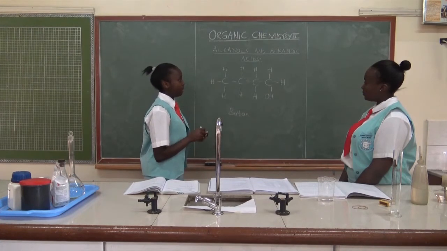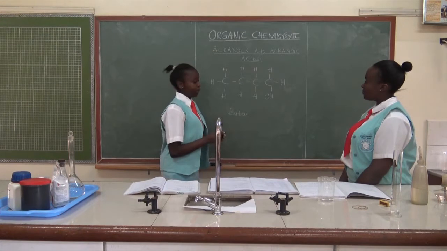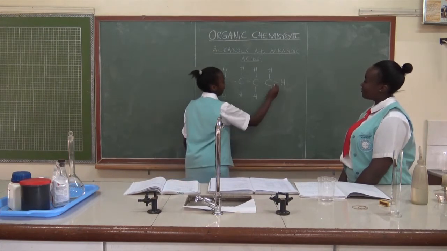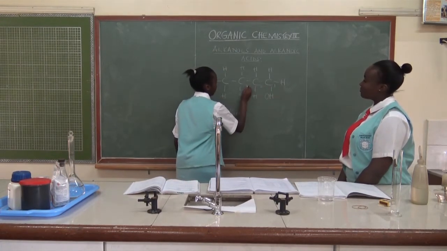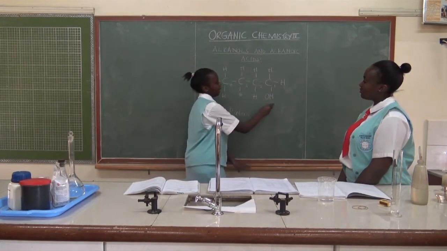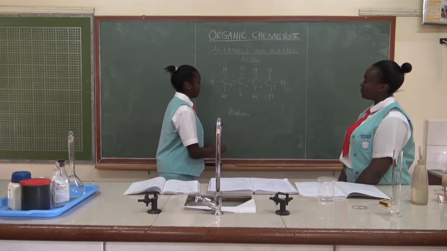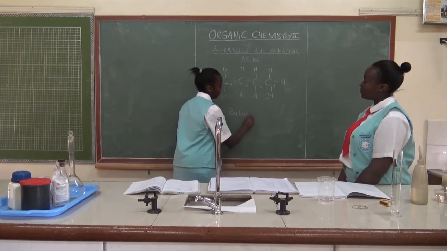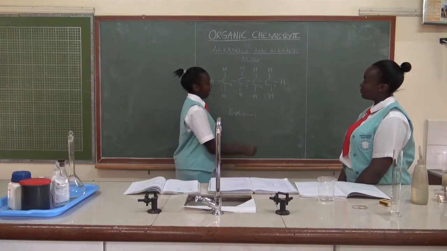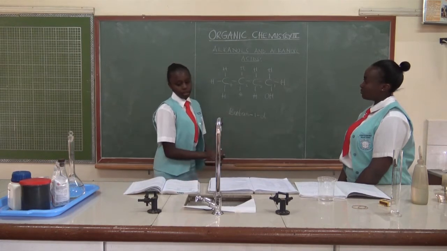Then second, you number the carbon from the side which has the hydroxyl group. So number 1, 2, 3, 4. As you can see, the hydroxyl group is contained in the first carbon. So it will be butan. You put 1, then you put a hyphen, then you name oil. So this is butan-1-ol.